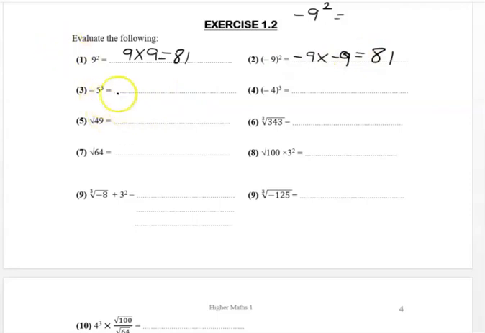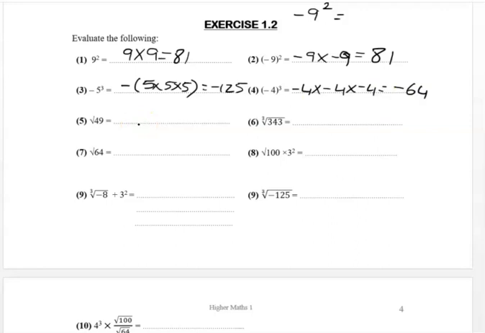Now the next question is minus 5 cubed. Now remember, the cube does not apply to the minus here. So it's going to be minus, and you're going to have 5 times 5 times 5. And that's going to give me minus 125. Now here the minus sign is inclusive. So you're going to have minus 4 times minus 4 times minus 4. Now minus 4 times minus 4 is going to give me 16. Now 16 times minus 4 is going to give me a negative answer, and that's going to be negative 64.